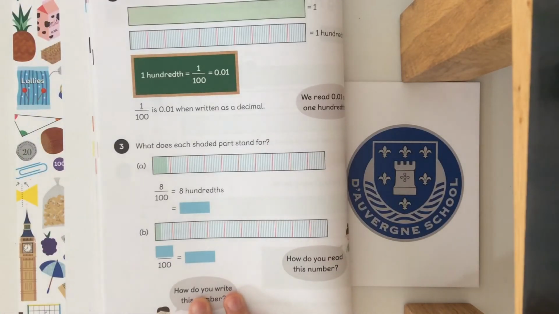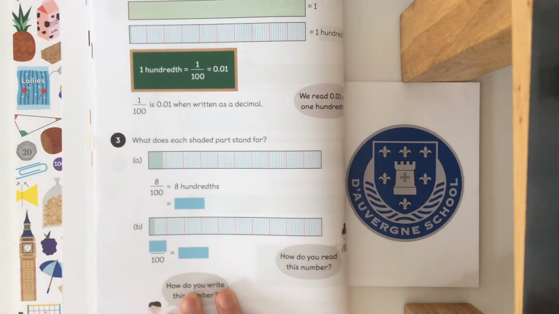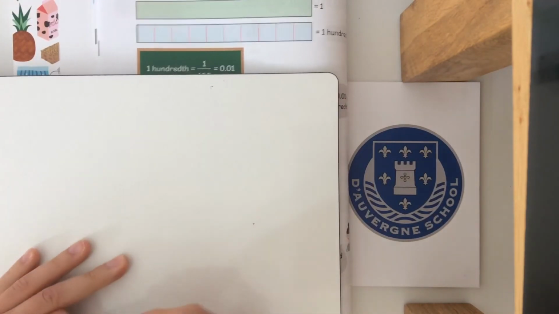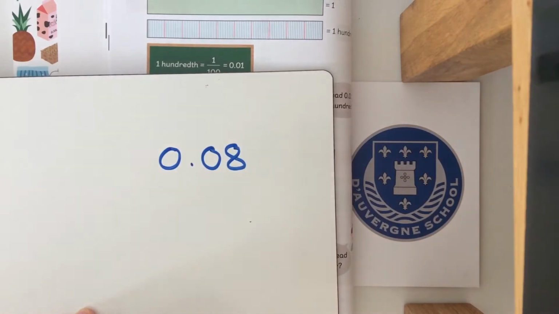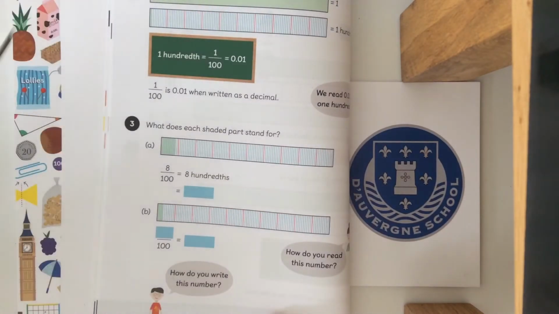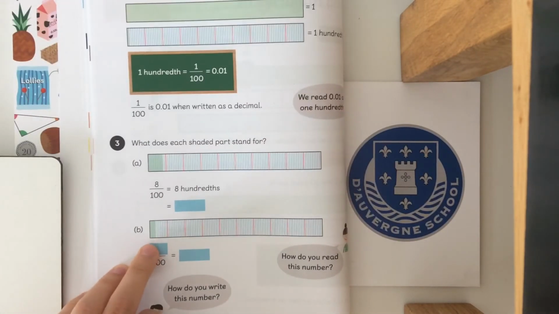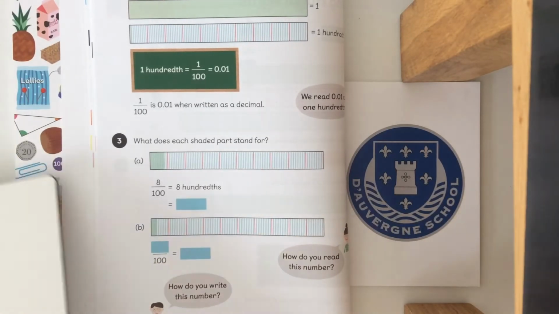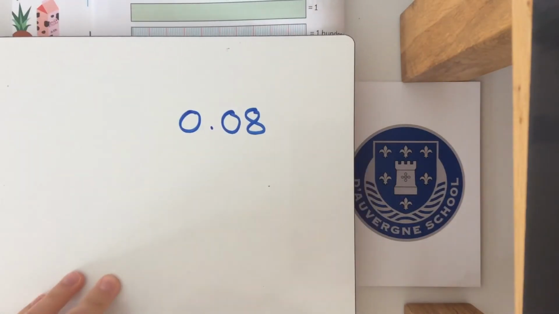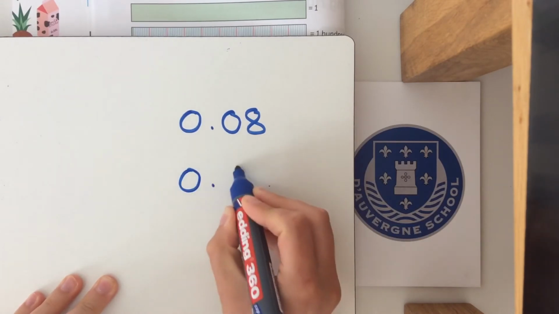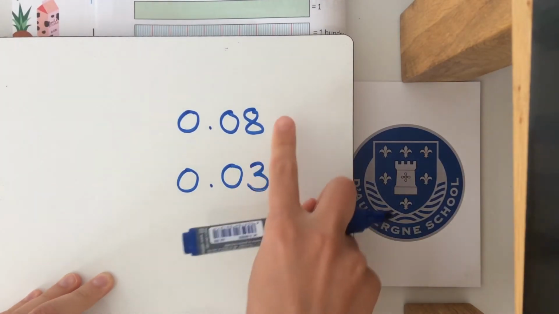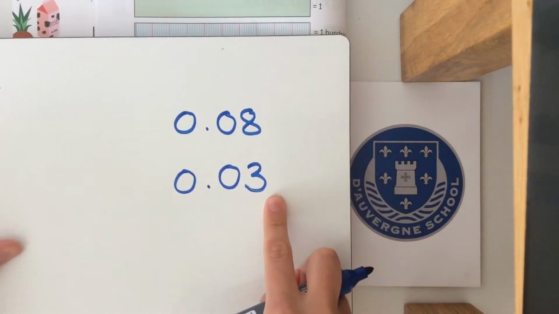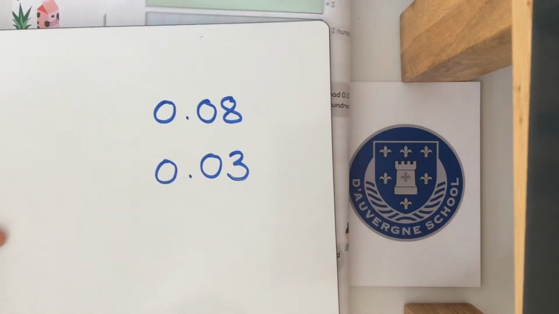Okay, so for 8/100ths, we write that as 0.08. Well done if you got that. And this one here, we've got 1, 2, 3 sections coloured in, which means it's 3/100ths, which we write as 0.03. 8/100ths and 3/100ths. Remember that sound on the end.